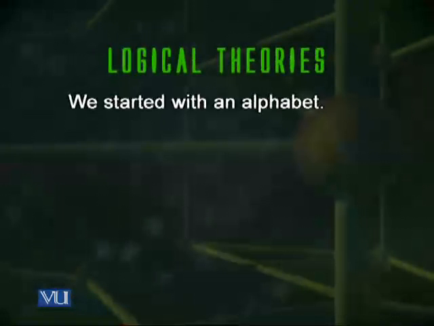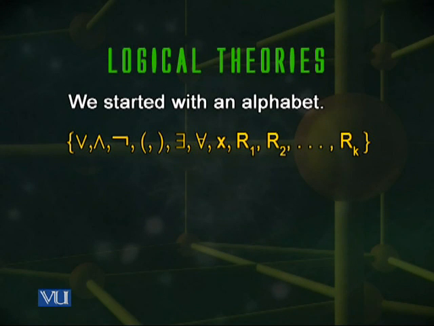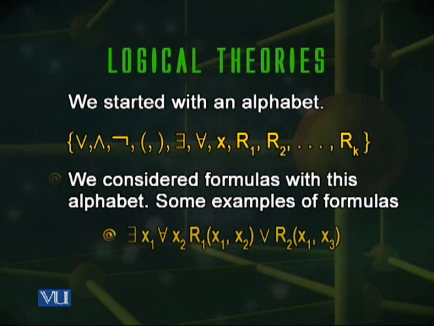Let's look at it. So we have the alphabet, which consists of the symbols for or, and, not, two parentheses, there exists, for all, x, R1, R2, all the way up to Rk. And then we considered formulas. We formally define what formulas are, so we will not go through the definition again. Let's just look at two formulas. The first formula here is there exists x1, for all x2, R1 of x1, x2 or R2 of x1, x3. This formula has one free variable, that is x3. x1 and x2 are not free variables.